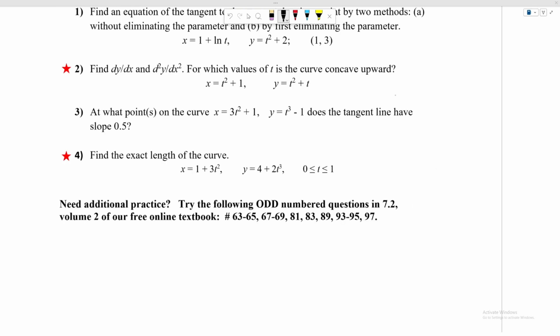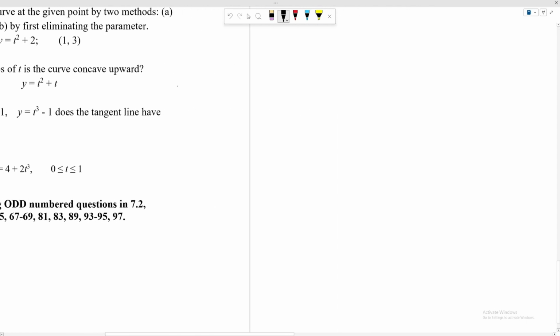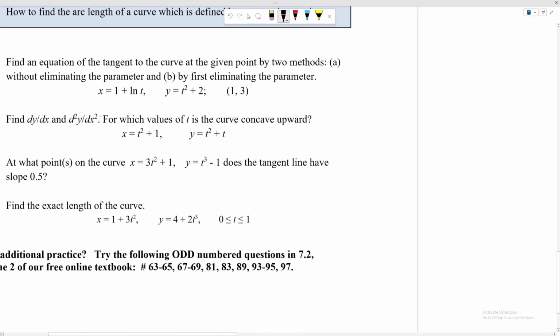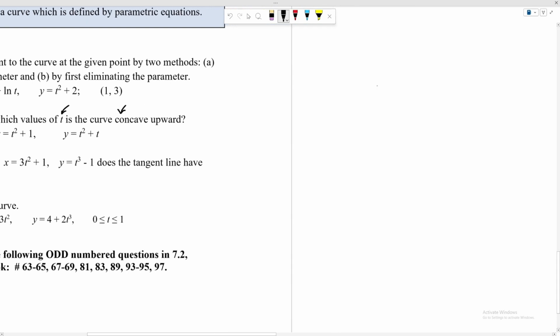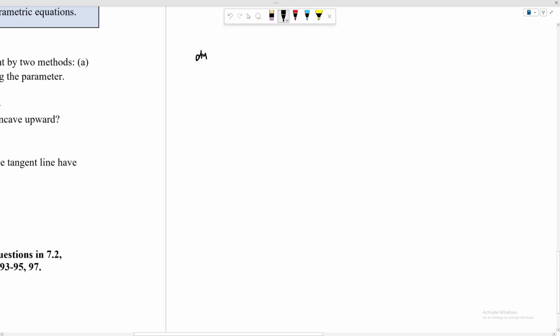Hey guys, we're doing question 2, which is the solved question here. So now what do we have? It says find the first derivative of a parametric, find the second derivative of a parametric, and tell us what t value it is concave up. And so what we're going to do first is find our dy over dx. Of a parametric, it's your dy over dt divided by your dx over dt.